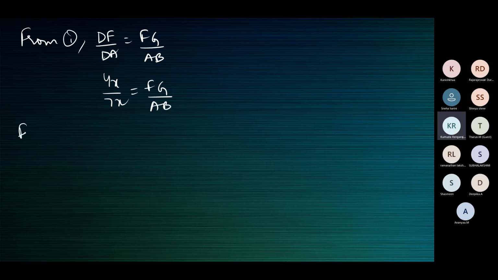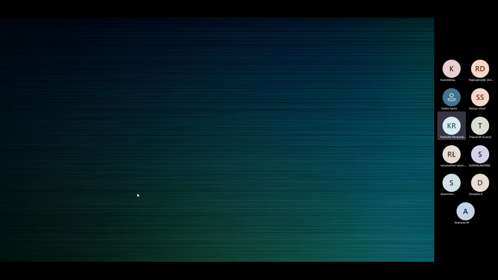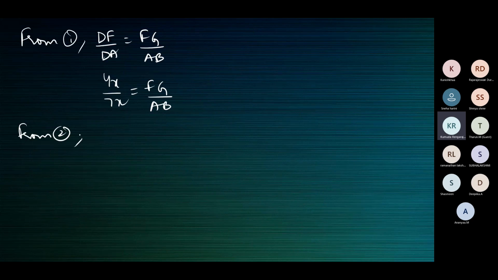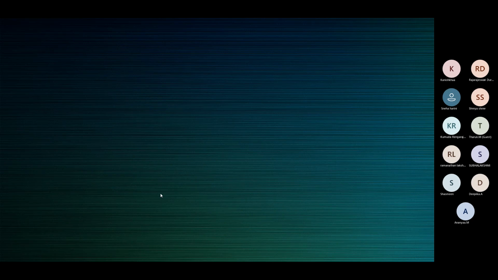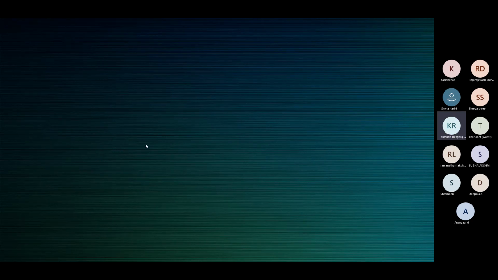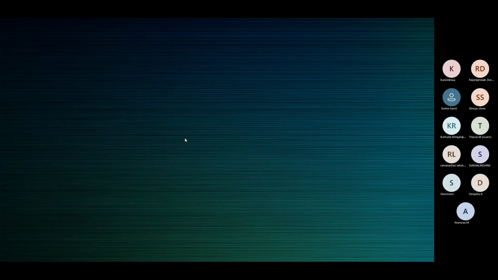Then from 2, pick the one which has GE. This one you should take. Then take any one ratio. Maybe we'll take this one, BE by EC. So GE by DC is equal to BE by BC.